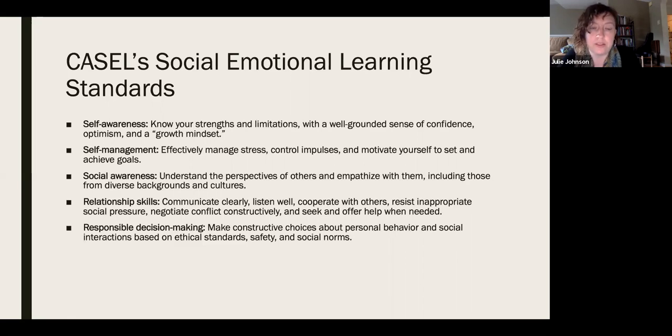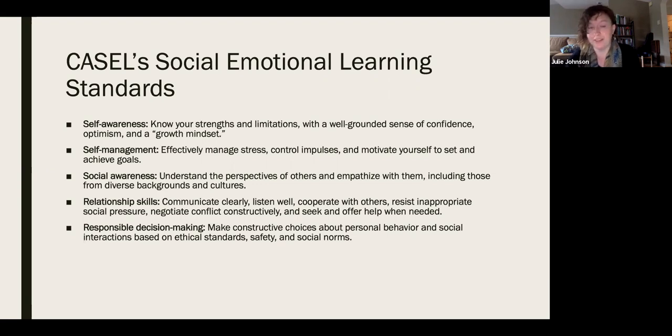Self-awareness. They would like all students to know their strengths and limitations with a well-grounded sense of confidence, optimism, and growth mindset. They see that students need to have a sense of self-management by effectively managing stress, controlling impulses, and motivating yourself to set and achieve goals, which is great. We need adults to do that too. That's a whole level 3 training.